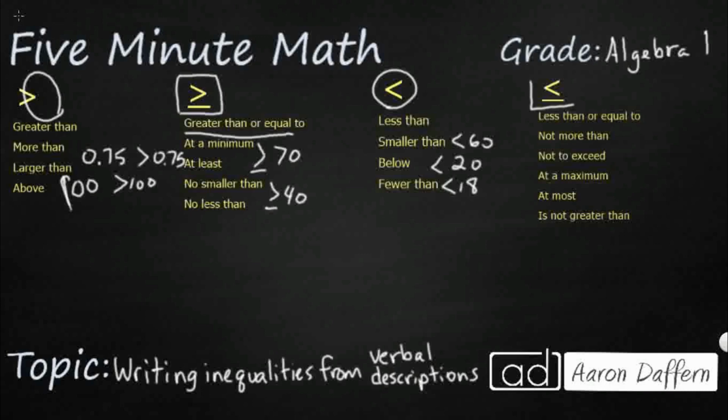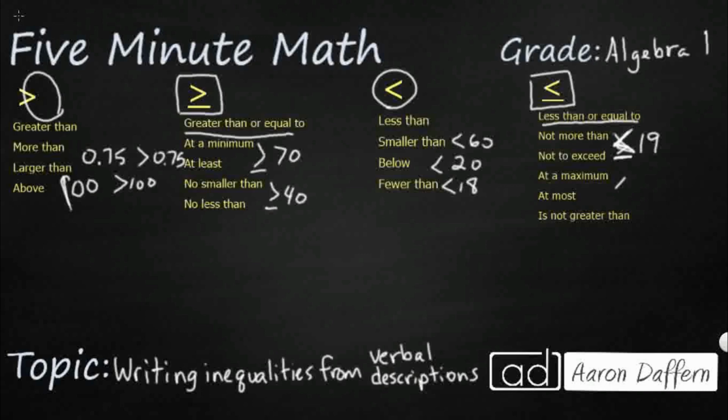The tricky one here, like its counterpart, is less than or equal to. Obviously, if you see that, it's pretty obvious. But no more than or not to exceed. So no more than, let's just say 19, or not to exceed 19. That means it can be 19, and it can be less than 19. It just can't be more than, or it cannot exceed 19, or at a maximum, or at most.